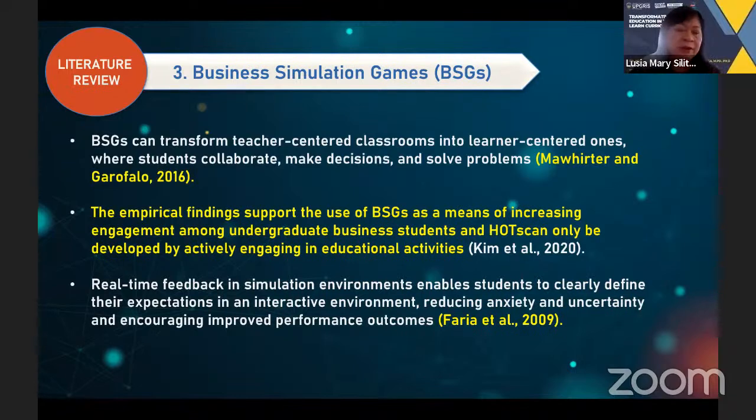And critical thinking, because a business simulation game consists of some phase steps. If you lose in one step, you will be reviewed, and then you can move to the next phase. So you must be critical. Automatically, your critical thinking will work well in this case.